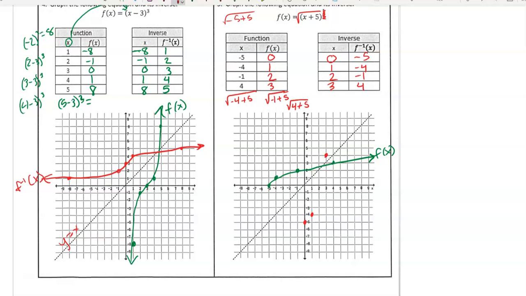Oh, I missed one. 2, -1. There we go. All right, and look, they are perfect inverses and perfect reflections across the line y equals x. Okay, great, and this is our inverse.